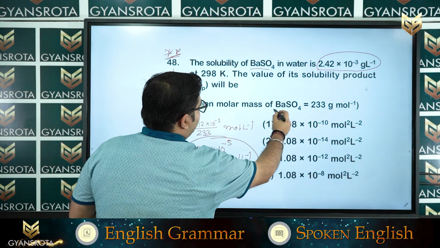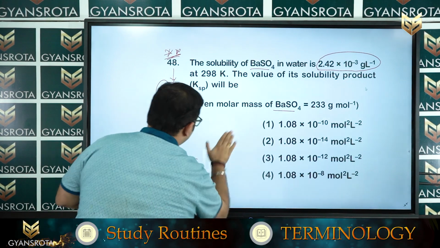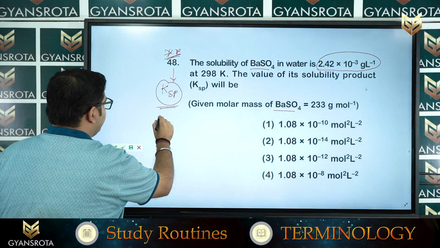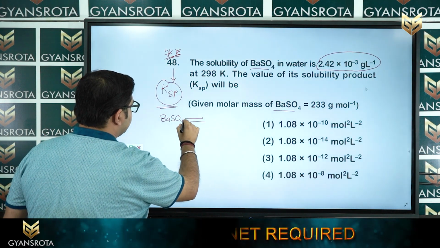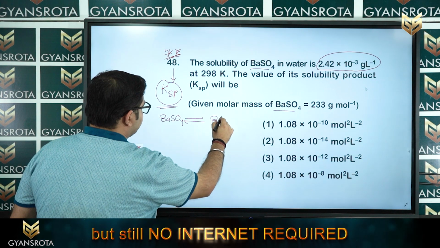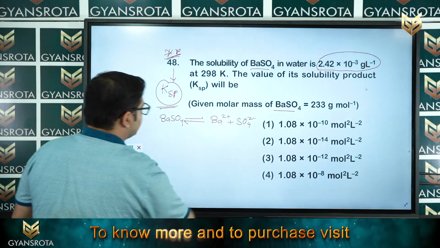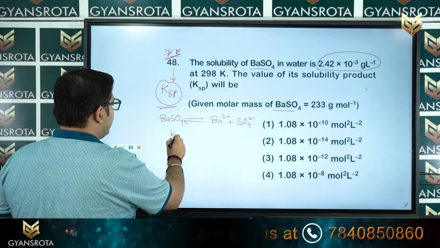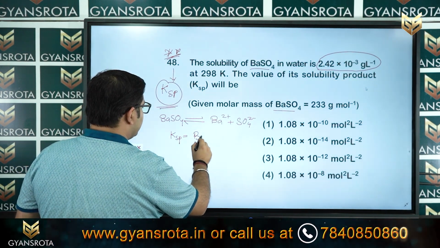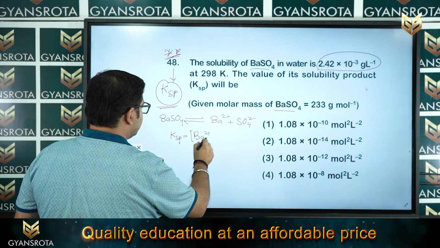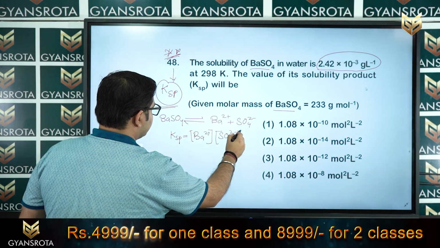So, if you see, barium sulphate dissociates as, for space I am removing this part and writing here barium sulphate, and it dissociates as barium 2 plus and SO4 2 minus. Now, how to write this KSP? KSP is equal to Ba 2 plus concentration and SO4 2 minus concentration.